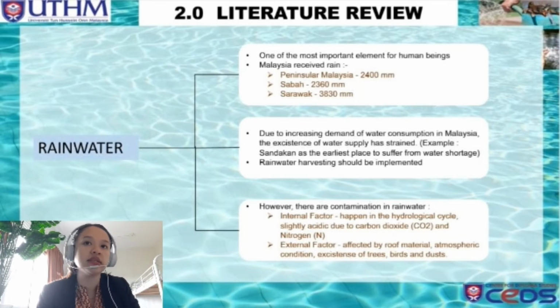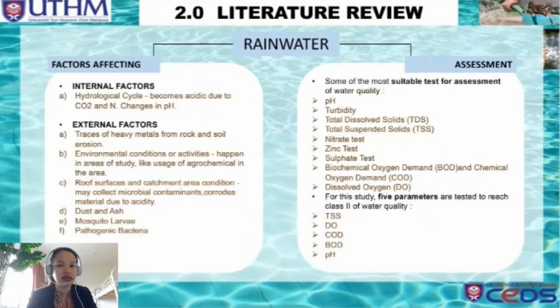Now let's discuss the factors affecting rainwater. As I have said before, the factors are divided into two, internal and external. The internal factors happen in the hydrological cycle itself. Rainwater becomes acidic due to the absorption of carbon dioxide and also nitrogen gas.